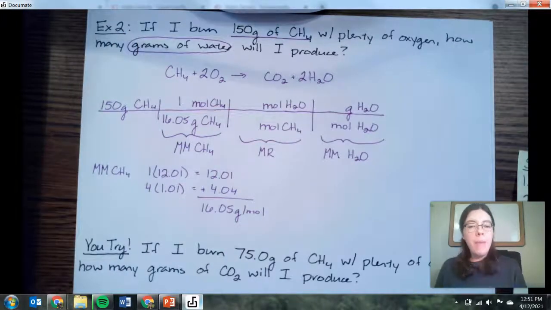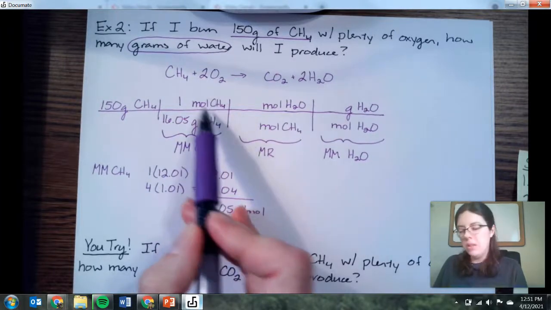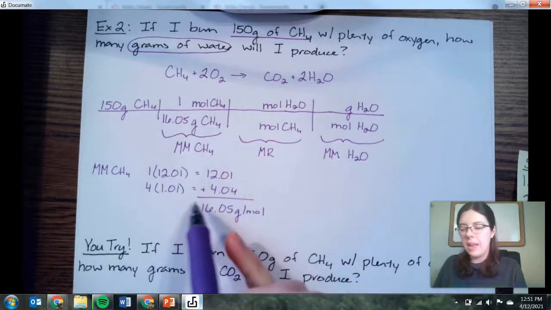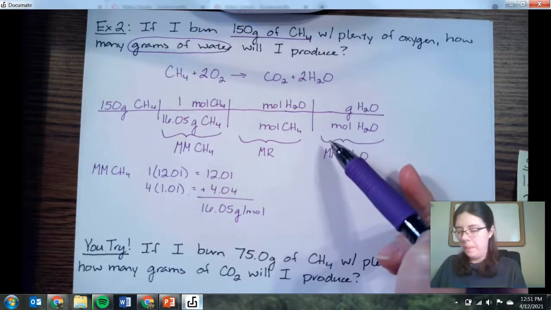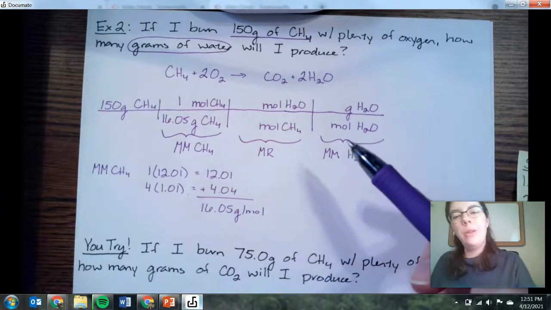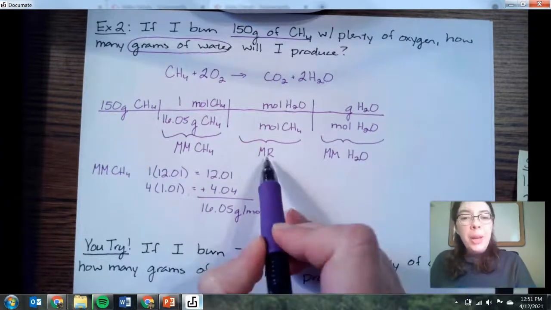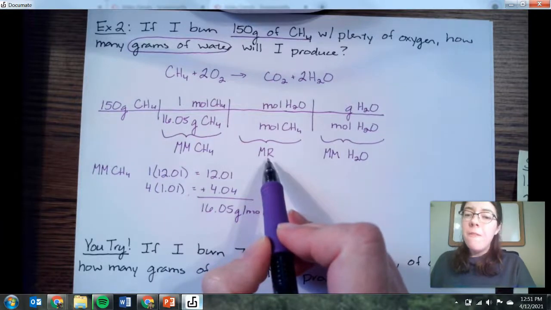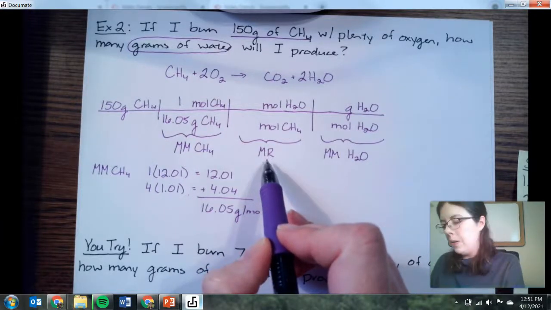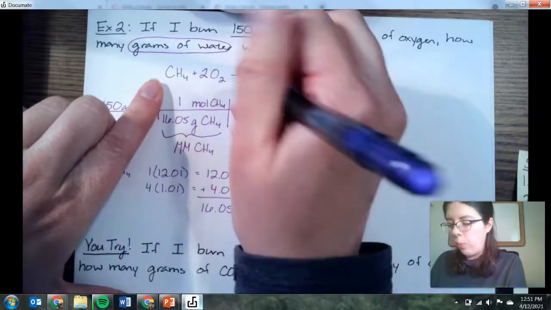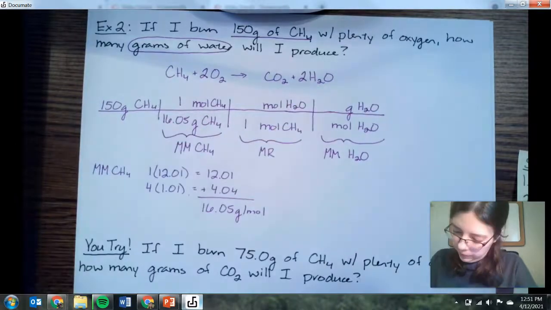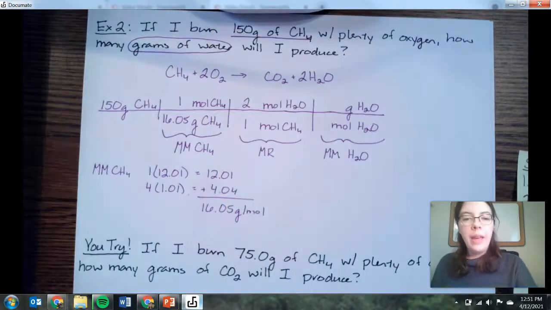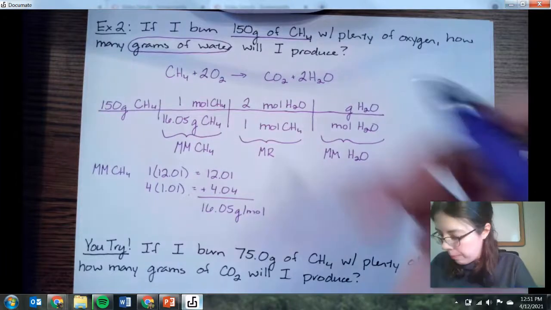Now be careful what molar mass you put in each spot. In this case, we're talking all about methane, so we need to make sure we use the molar mass of methane. But I cannot use those same numbers here because now I'm talking about the molar mass of water. So we'll calculate that very soon. For my mole ratio, I'm going to look at my balanced chemical equation, the coefficients, to find the numbers that I fill in. So for methane, it has a coefficient of 1, and water has a coefficient of 2. Okay, and then I need to find the molar mass of my water.